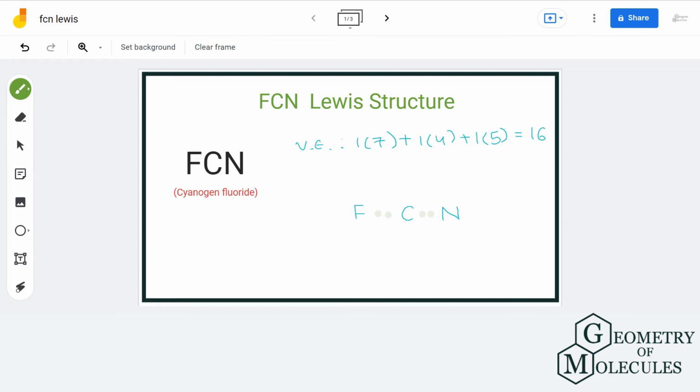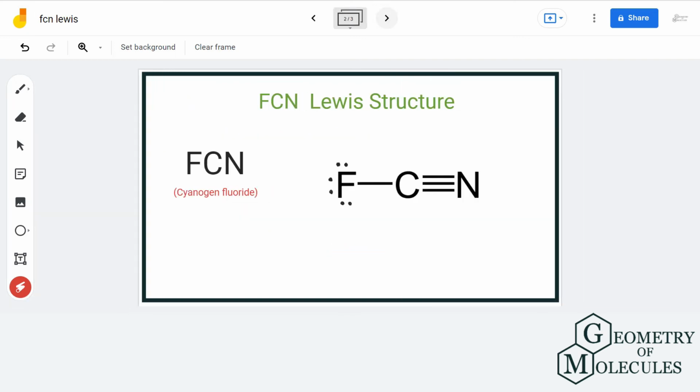Now fluorine and nitrogen need 6 electrons more and carbon needs 4 electrons more for attaining octet. So we will assign 3 electron pairs to fluorine atom. If we assign 3 electron pairs to nitrogen, we will use all our valence electrons and carbon won't be able to complete its octet. So to avoid that, we will move 2 electron pairs from nitrogen to in between carbon and nitrogen. Now that will result in formation of triple bond. Thus every atom in this molecule has complete octet and this is the final Lewis structure of FCN molecule.